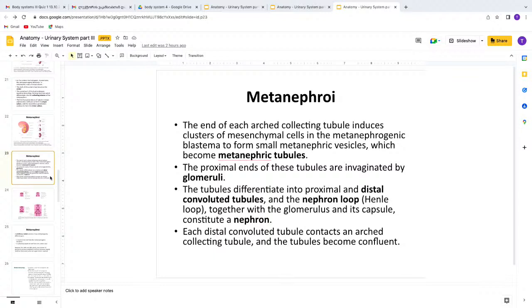The end of each arched collecting tubule induces a cluster of mesenchyme cells in the metanephrogenic blastema to form a small metanephric vesicle, which becomes a metanephric tubule. In this tubule, the final part will be the glomerulus. The tubules then differentiate into proximal and distal convoluted tubules, and we have the nephron loop, which is later called the loop of Henle. Together the glomerulus and its capsule create our nephron. Each distal convoluted tubule contacts an arched collecting tubule, and the tubules become confluent.